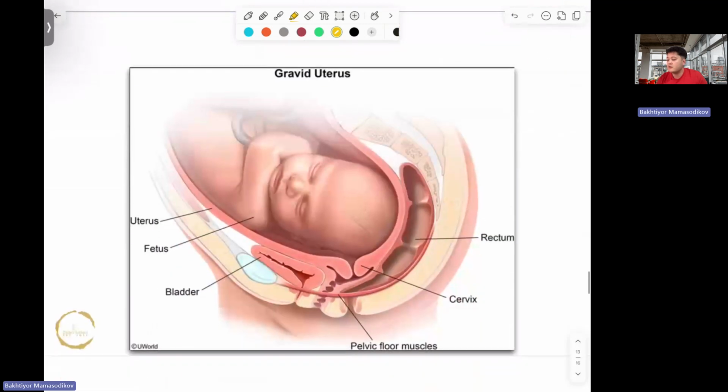So this is a beautiful image from UWorld. As you can see here, this is the baby, and this is the umbilical cord. And this is the cervix, this is the vaginal portion, and this is the urinary bladder. So this is the rectum and the anus region.